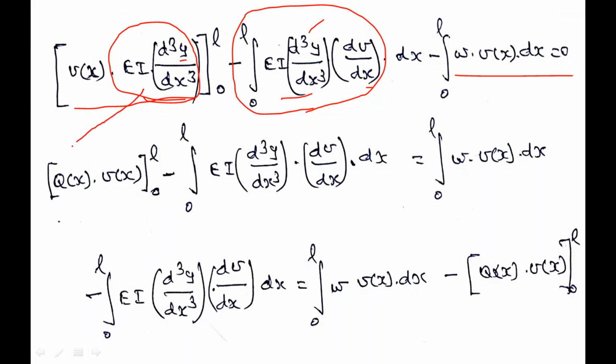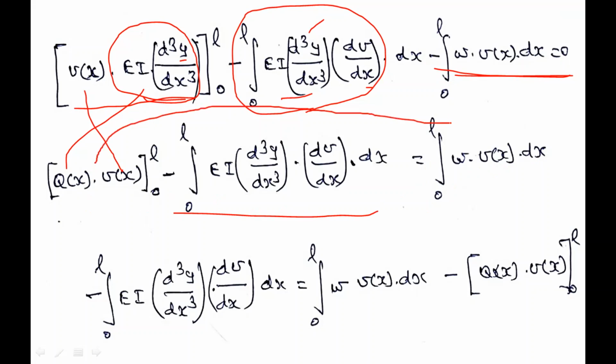That is why this is replaced by shear force multiplied by the weight function, from 0 to L, minus integral EI d³y/dx³ dv/dx dx. The integral term w v of x dx is taken to the other side. We keep this integration on the left side and take this term to the other side, so minus integral 0 to L EI d³y/dx³ dv/dx dx.